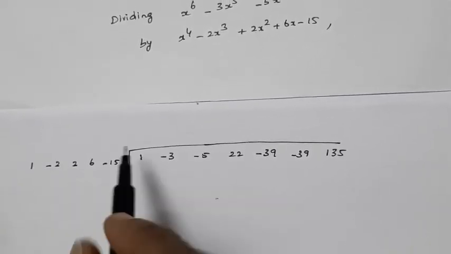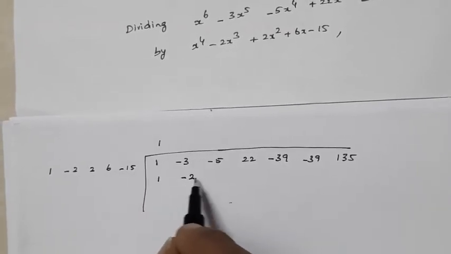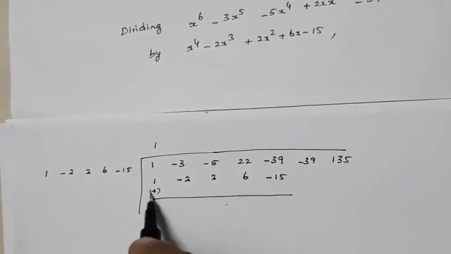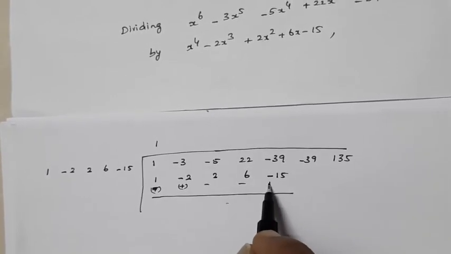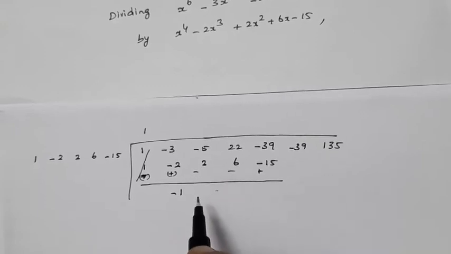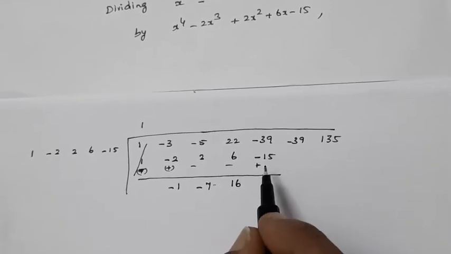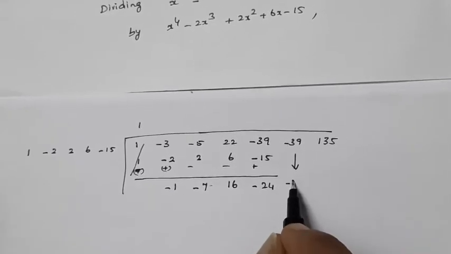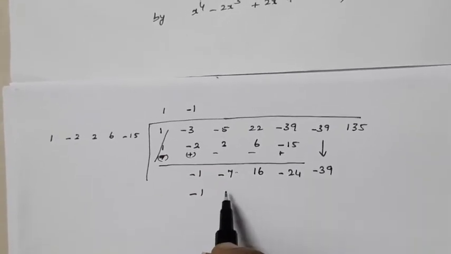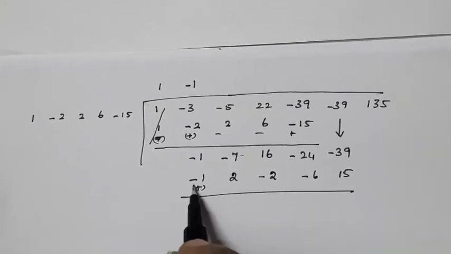Then to start with, divide the first term by the first term, that is 1. So, the first term of the quotient is 1, and then multiplying 1 with all the terms, we have 1, minus 2, 2, 6, minus 15. Then you have to subtract this. To subtract, you have to change the sign. So, after changing the sign, the first term gets cancelled. Minus 3 plus 2, that is minus 1. Minus 5 minus 2, minus 7, then 22 minus 6, that is 16, and minus 39 plus 15, minus 24, and then bring down this minus 39. Again minus 1 divided by 1 is minus 1. Then multiplying with that, minus 1 plus 2 minus 2 minus 6, then plus 15. Then change the sign.